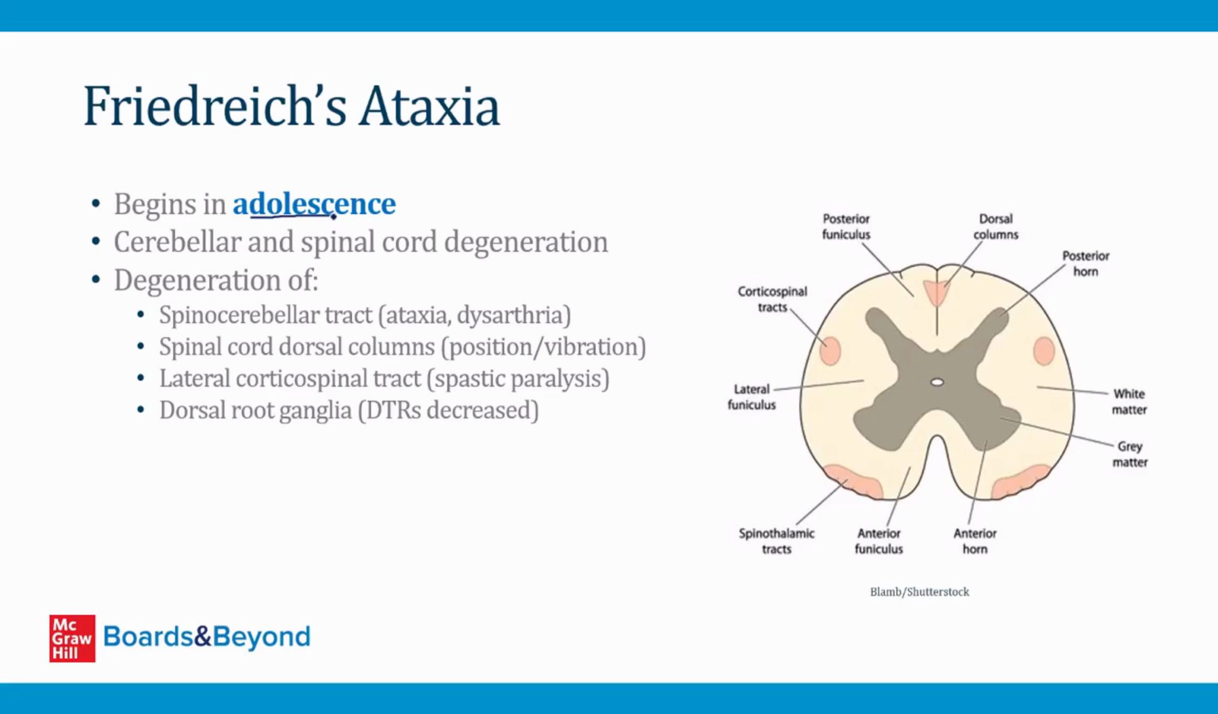And the initial symptoms are motor symptoms related to cerebellar and spinal cord degeneration. So there can be degeneration of all these regions shown right here. Spinocerebellar tract degeneration can lead to ataxia and dysarthria, which is difficulty speaking. The spinal cord dorsal or posterior columns can be affected. This can lead to loss of position and vibration sense. You can lose the corticospinal tracts. This can lead to upper motor neuron spastic paralysis. And you can also have damage to the dorsal root ganglia. This can lead to loss of deep tendon reflexes.